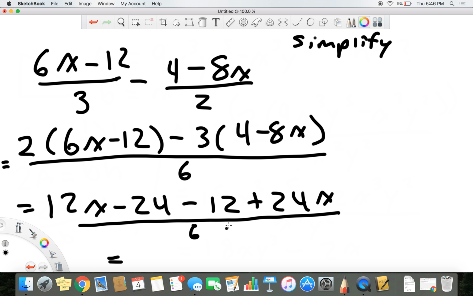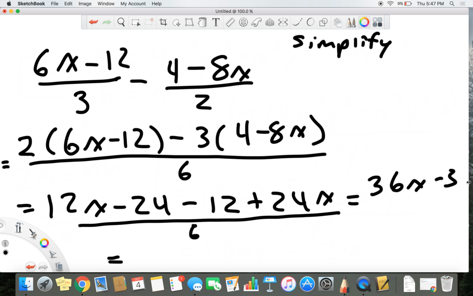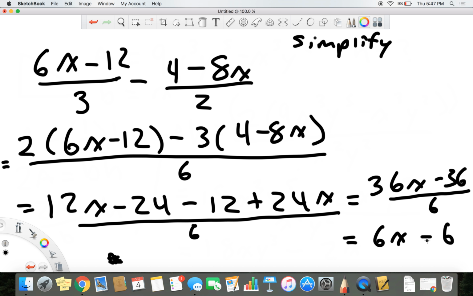Hoping we have room. Well, as you can see, what we can do first is simplify these values, because we have 2 constants and 2 like terms in the form of the x variables. So we'll just write to the side here. We have 12x plus 24x, that's going to be 36x, and then we have negative 24 minus 12, which is negative 36. And this is going to be divided by 6. Then we can simplify it. 36 divided by 6 is going to be 6x minus 6.